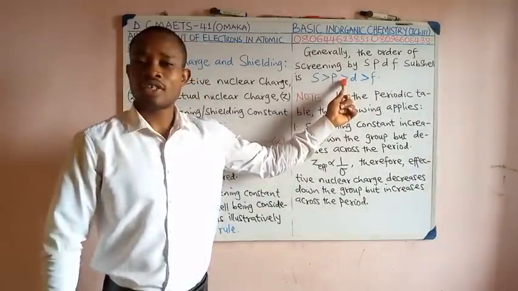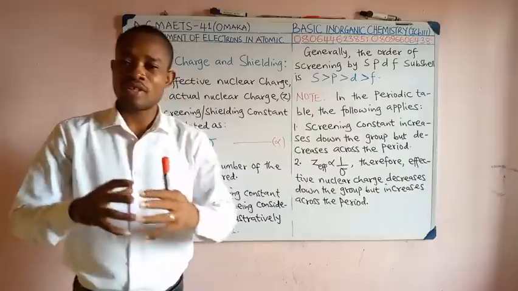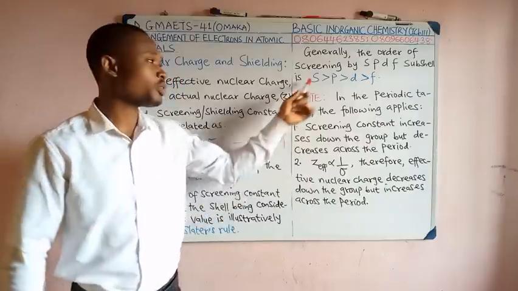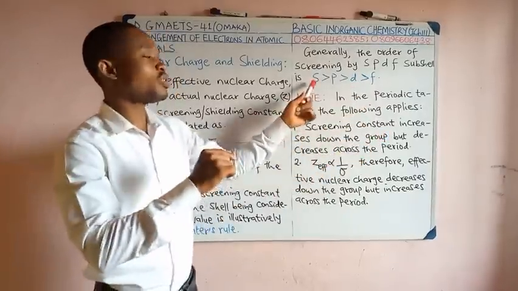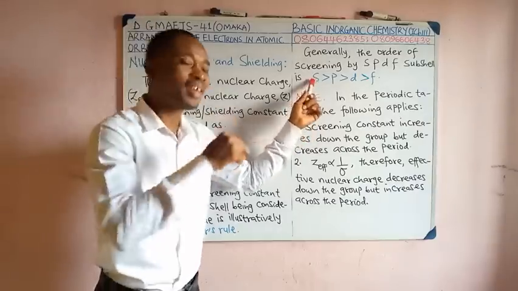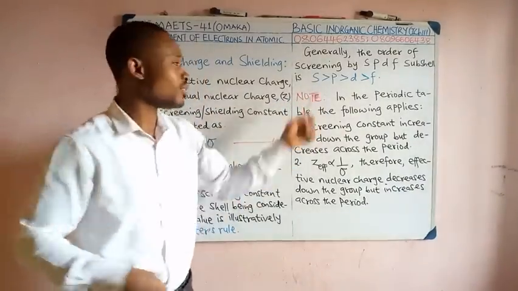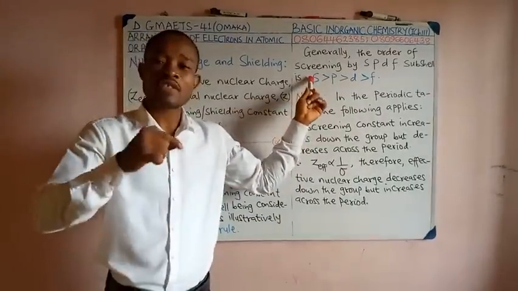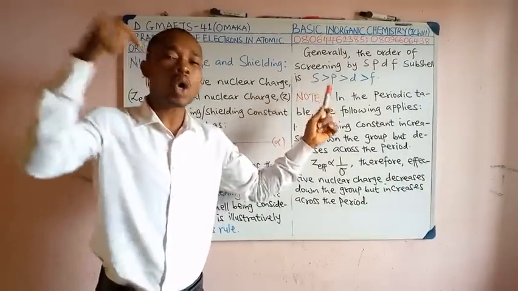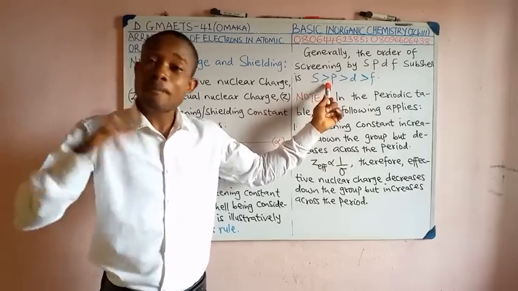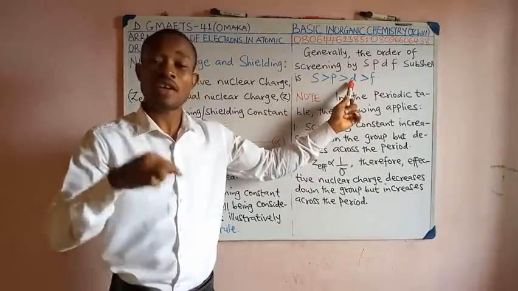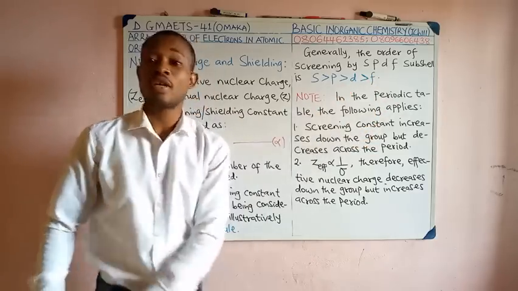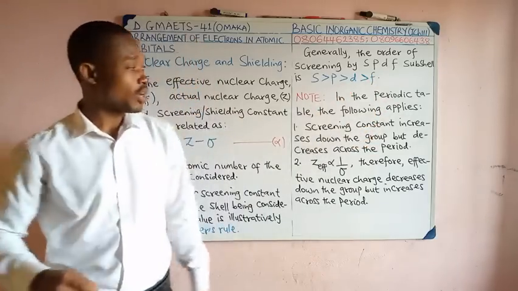It's important that you are aware of this order, the magnitude of the screening constant with respect to the subshells. The screening constant by electrons in the s subshell is higher than those in the p subshell, which means that the electrons of the s subshell screen more than the electrons in the p subshell. p screens higher than d, and electrons in d shield higher than the electrons in f. So take note of that order.